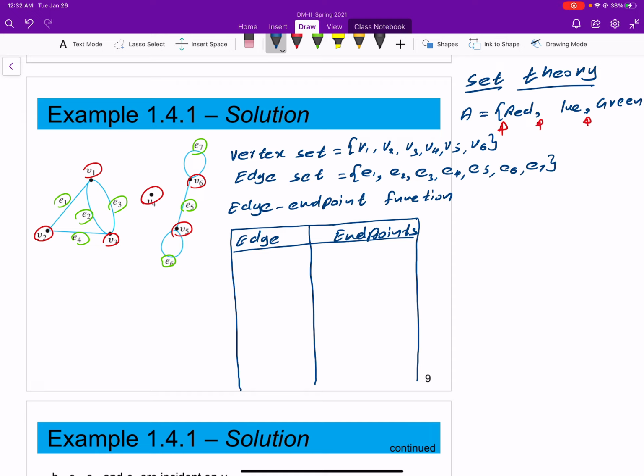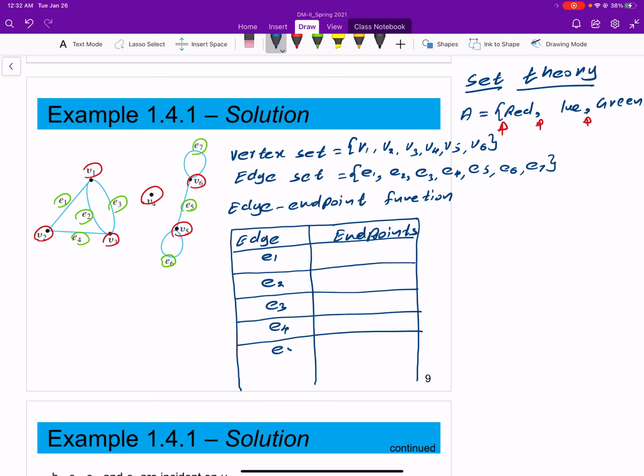Okay, so the first edge will be E1 and then E2 and then E3 and then E4 and then E5 and then E6 and then E7. All right, so these are the edges, and then we have to find endpoints. If you take E1, the endpoints for E1 are V2 and V1.